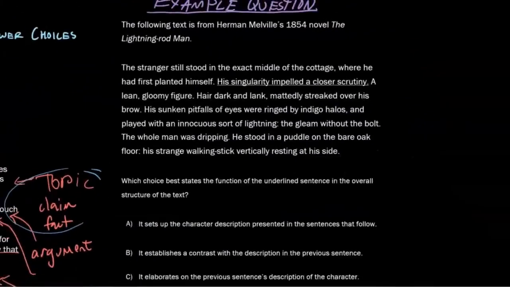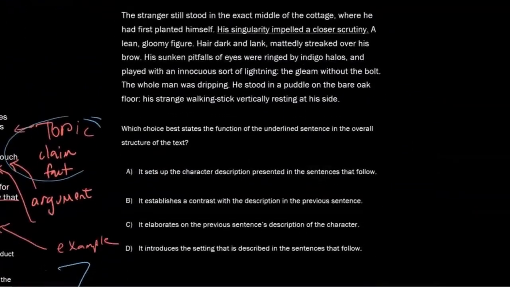Let's take a look at this question from The Lightning Rod Man. The stranger still stood in the exact middle of the cottage where he had first planted himself. Okay. That's just kind of introducing it. Now we're going to take a look at our answer choices here. We know what the question's asking. It sets up the character description presented in the sentences that follow. It establishes a contrast with the description in the previous sentence. It elaborates on the previous sentence's description of the character. It introduces the setting that is described in the sentences that follow.